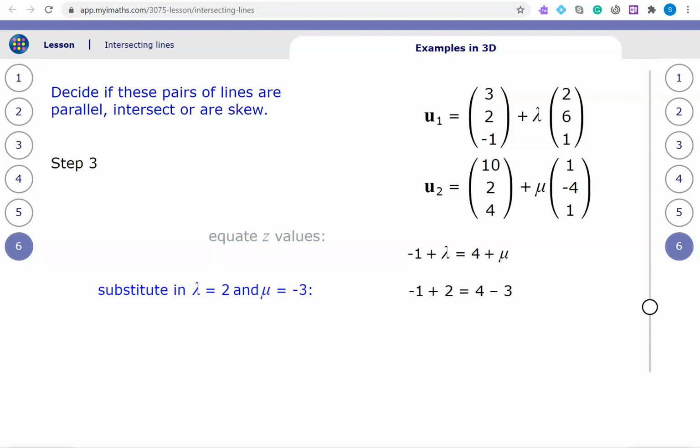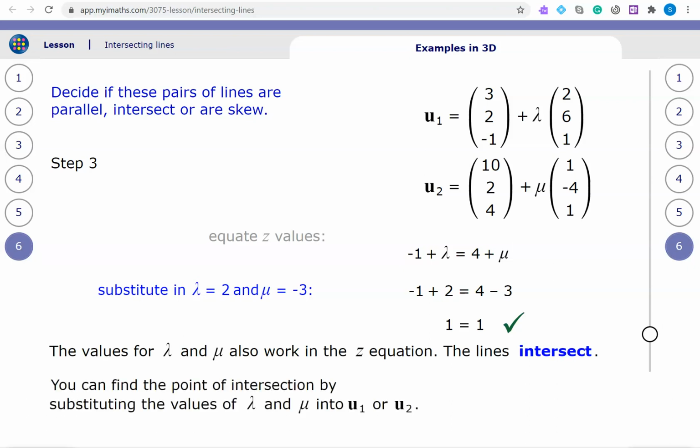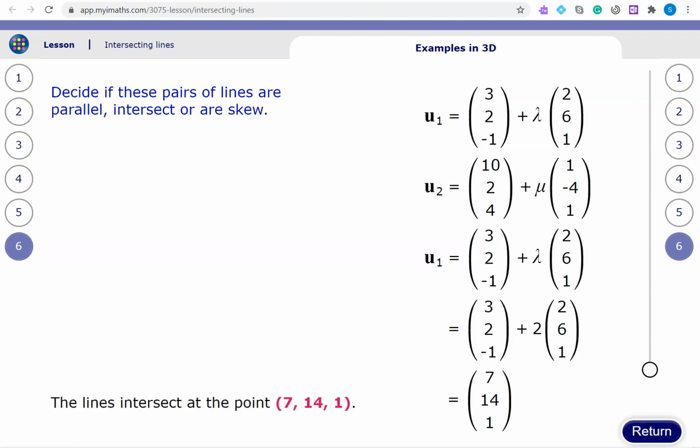So if we put those values in now, what do we get? On the right-hand side, we're going to get minus 1 plus 2. On the left-hand side, we're going to have 4 minus 3. And what do you know? 1 is equal to 1. The two sides match each other. So that tells us that we are able to work out a point of intersection. In other words, those values of lambda that we had will work for both lines. And if we equate them, we come up with our point of intersection as being 7, 14, and 1. So that's where the two lines intersect.